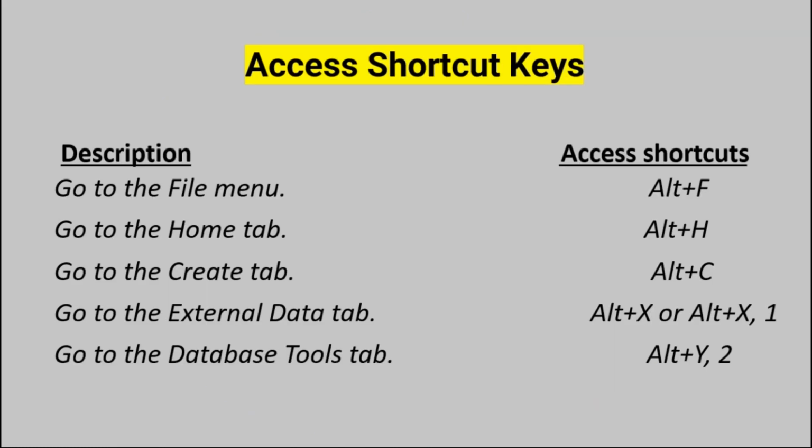Now let's get into Microsoft Access shortcut keys. So the very first key is Alt plus F, which can be used to go to the file menu. The next is Alt plus H, which can be used to go to the home tab. Next, if you wish to go to the create tab, you can simply use Alt plus C.